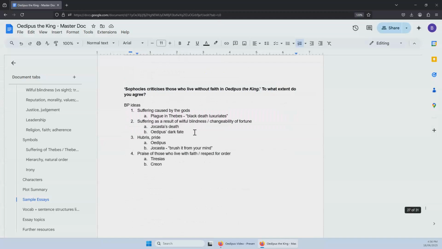So we've got a couple of ideas. The limited free will, so we'll write them down. What repeating ideas do we have? We talk about limited free will. We talk about the inevitability of fate. We talk about the changeability of fortune. These are our classic three body paragraphs for fate and fortune. We also have suffering caused by the gods, so the plague in Thebes, and suffering as a result of willful blindness as well. So two different types of suffering.